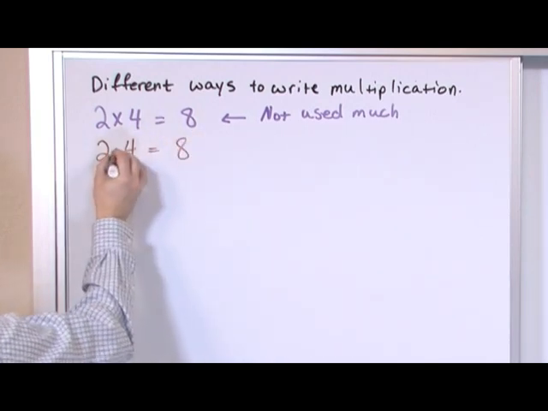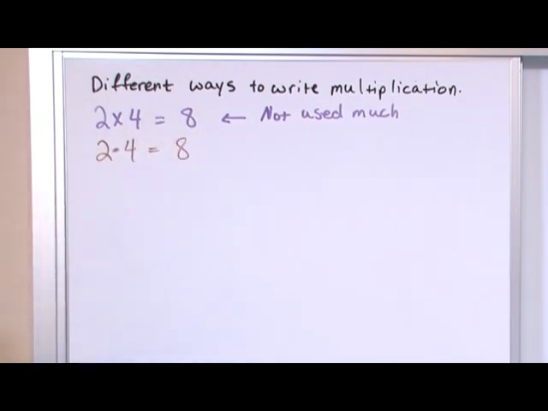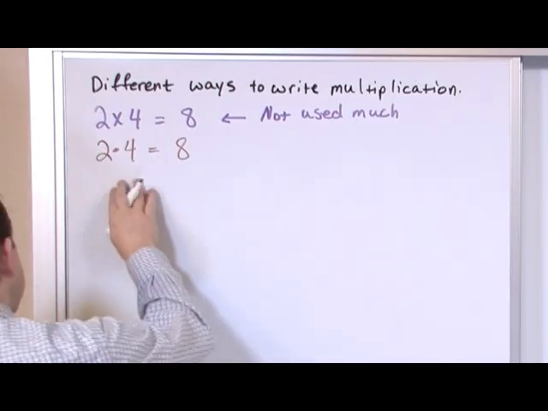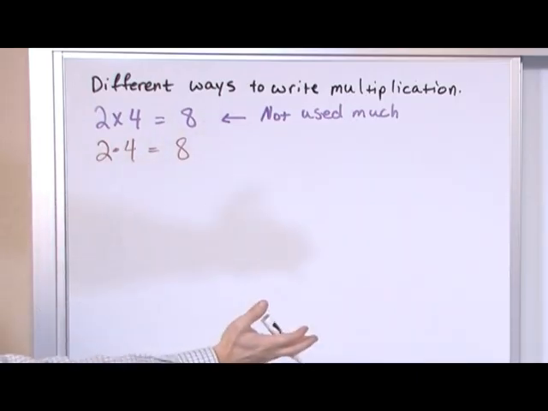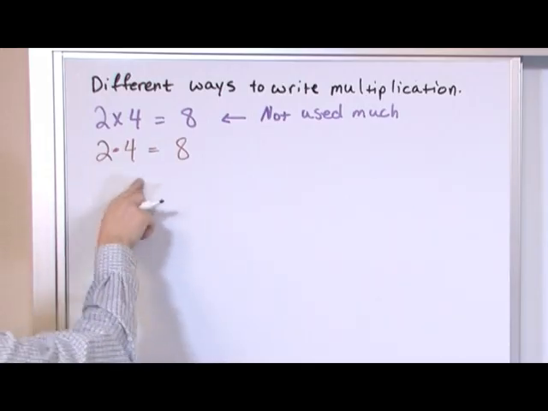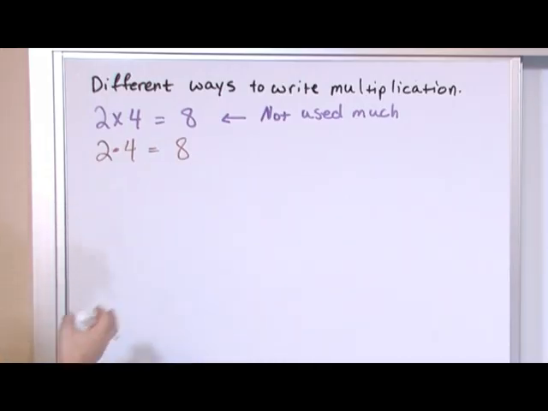And here's a little dot between the 2 and the 4. You see this pretty often, and it's just the same thing. Don't be worried about it. When you first look at it, you think, oh, what's this dot here? It's something new. Well, it's just multiplication, nothing new.